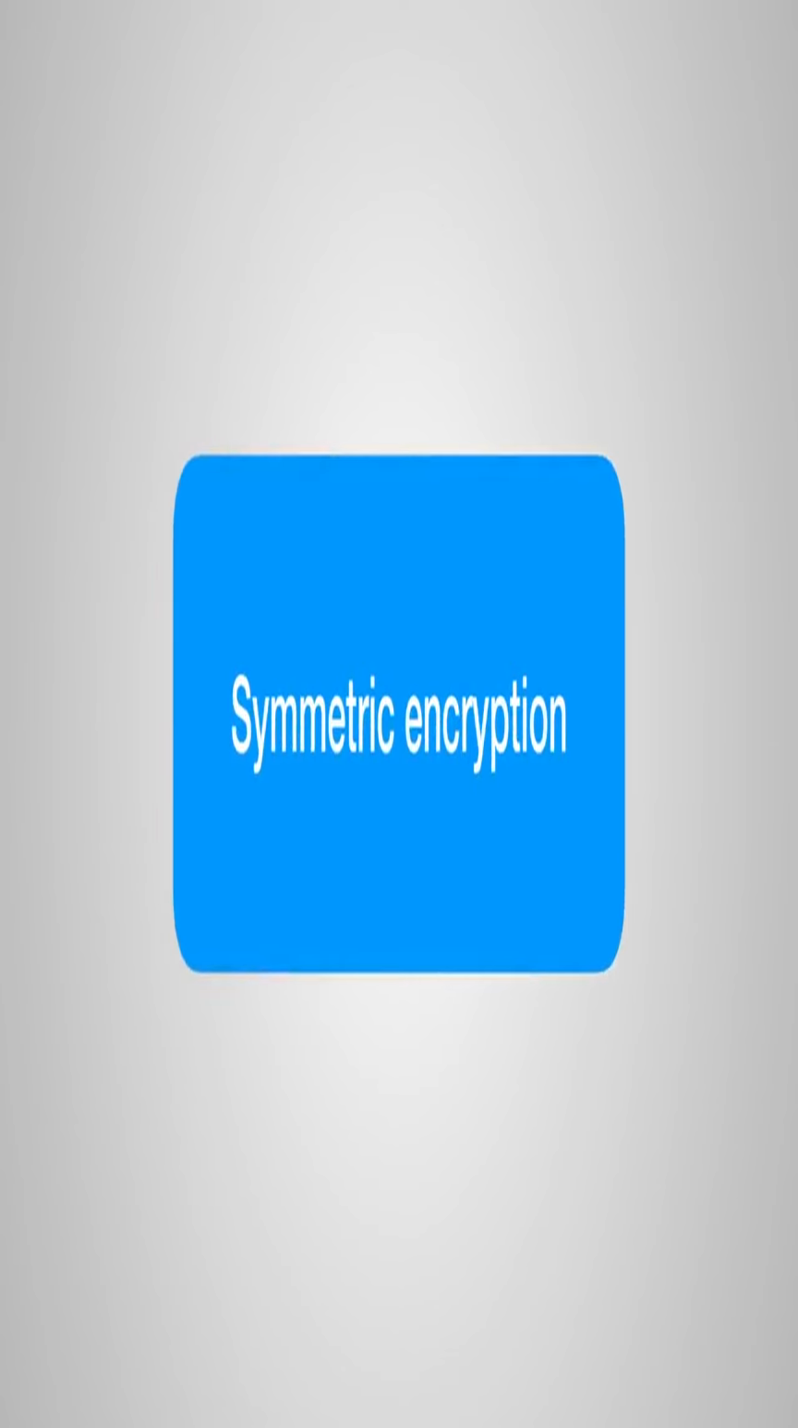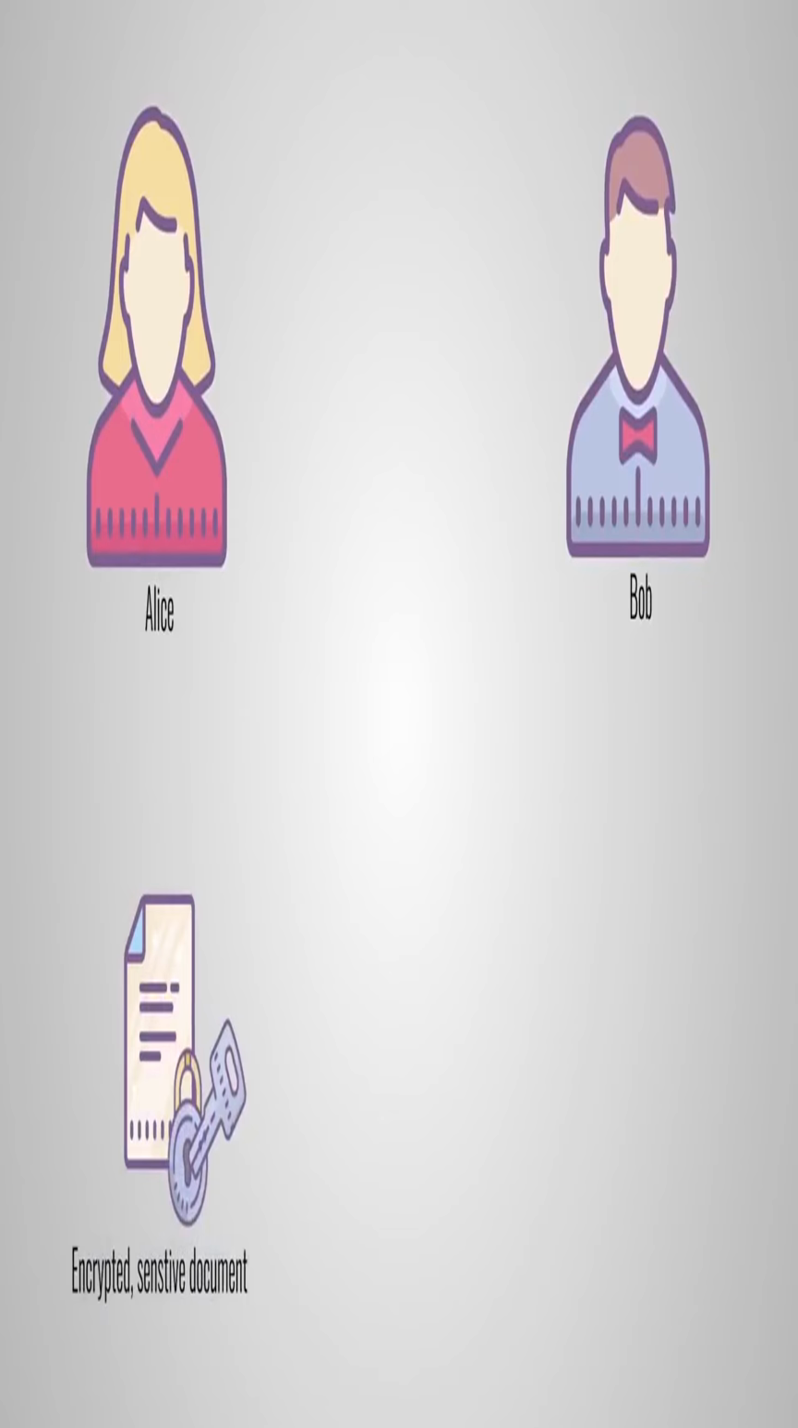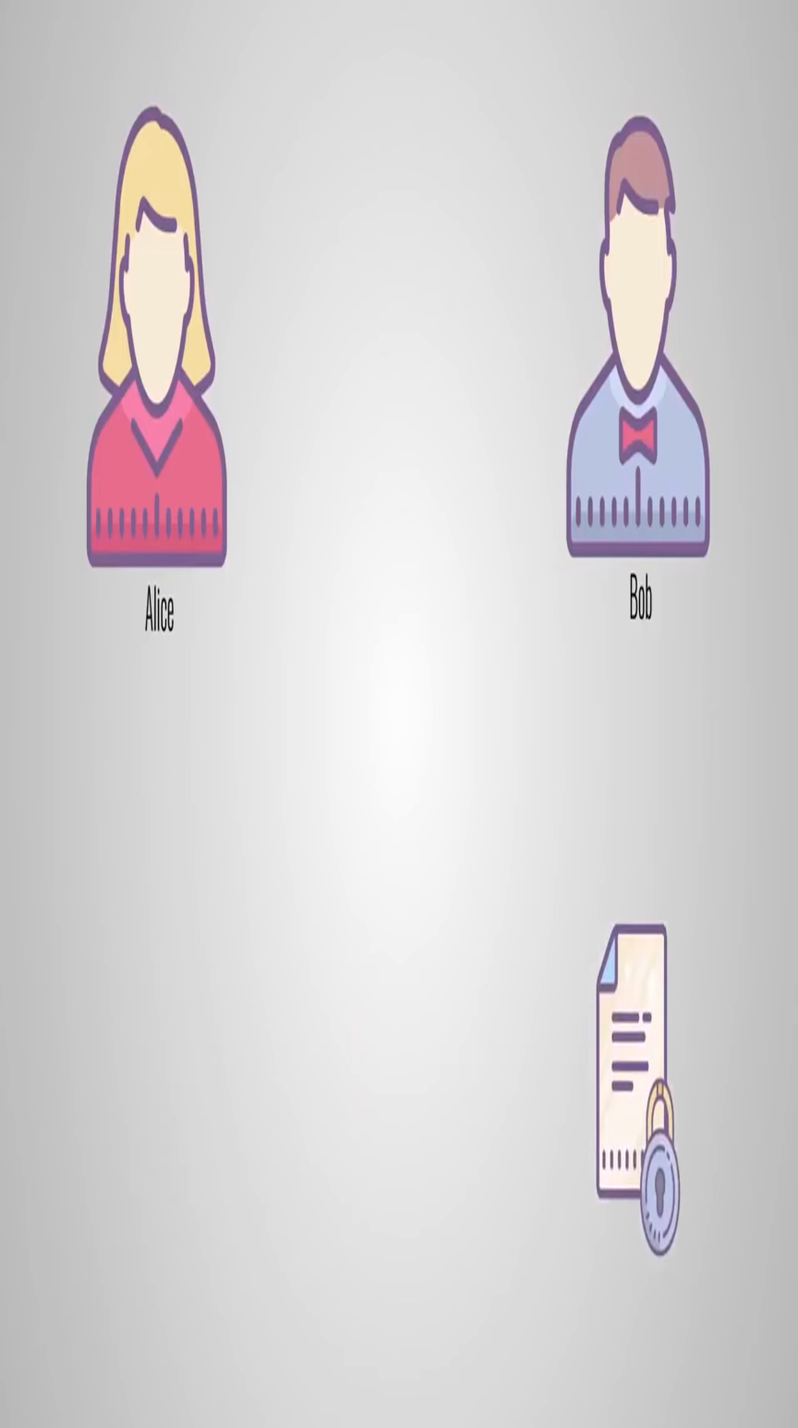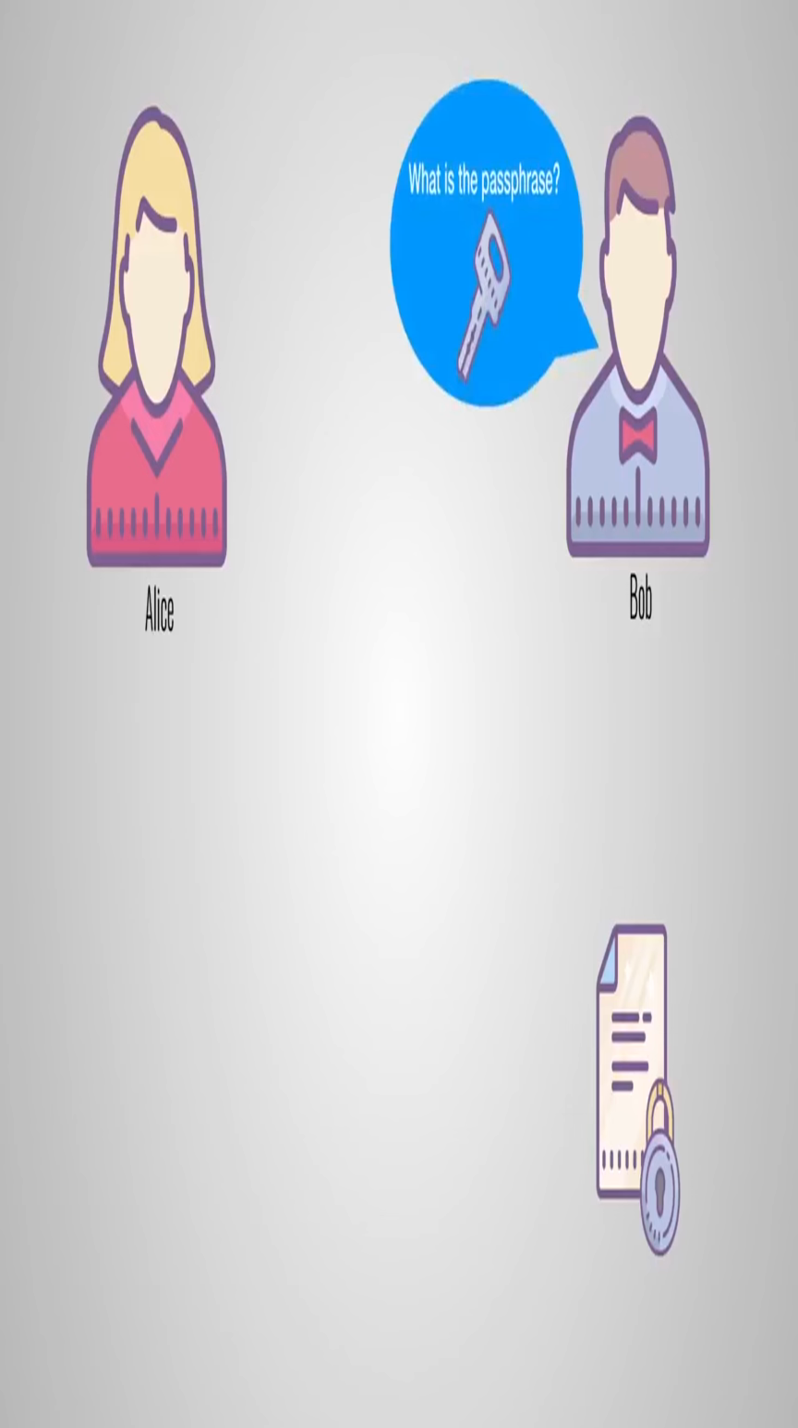To do that, let me introduce you to Alice and Bob. Alice has a sensitive document that she wants to share with Bob. She uses an encryption program to protect her document with a password or passphrase that she chooses. She then sends the encrypted document to Bob. However, Bob cannot open this message because he doesn't know the passphrase that Alice used to encrypt the document. In other words, he doesn't have the key to open the lock.